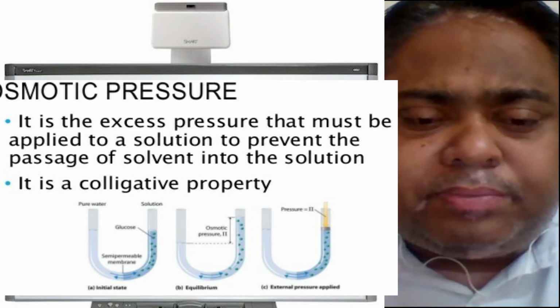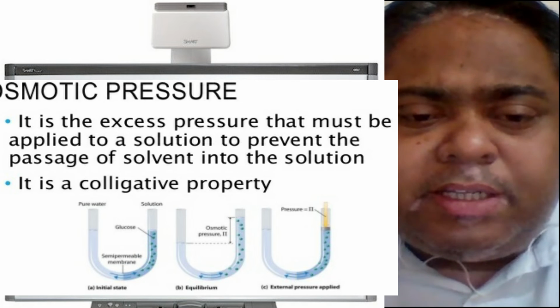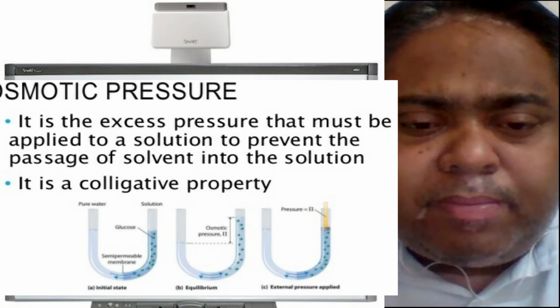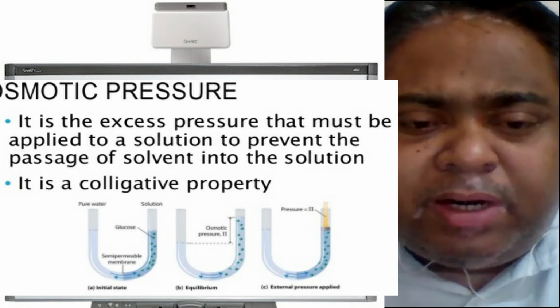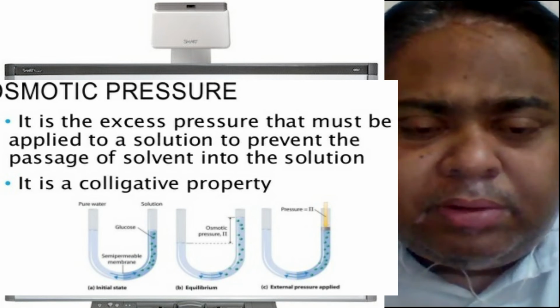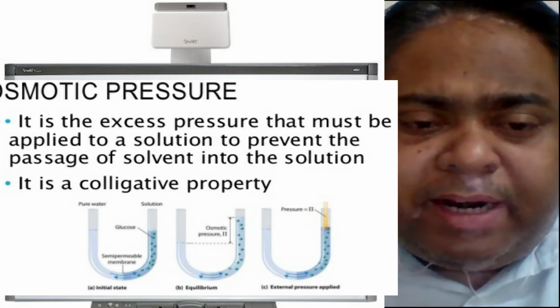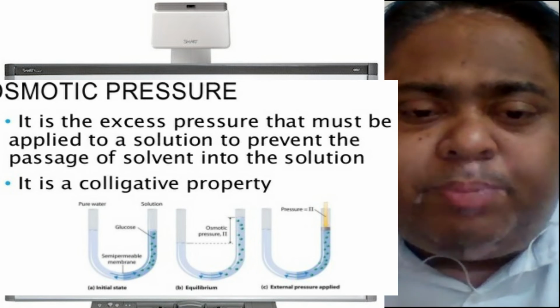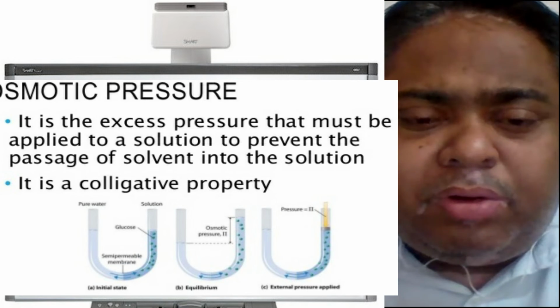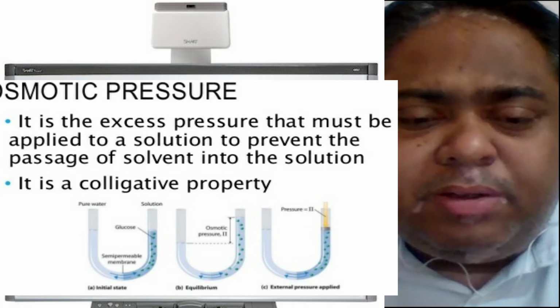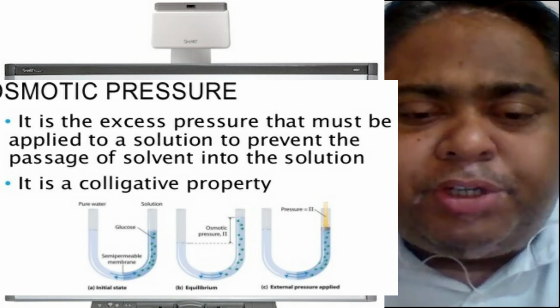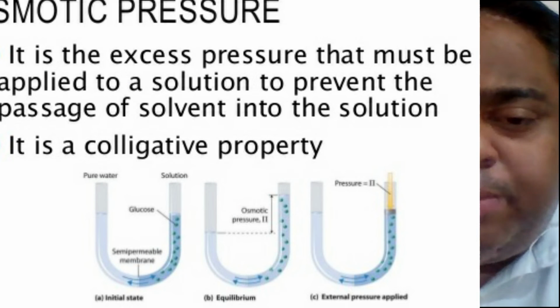Next is the increase in boiling point. What is boiling point? Boiling point is that temperature at which the rate of evaporation is equal to the rate of condensation, or boiling point is that temperature at which the pressure exerted by the vapor is equal to atmospheric pressure. That means the atmospheric pressure and the vapor pressure equalize at boiling point.